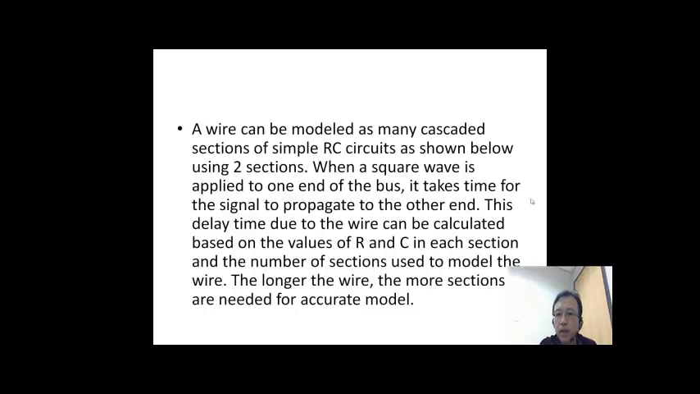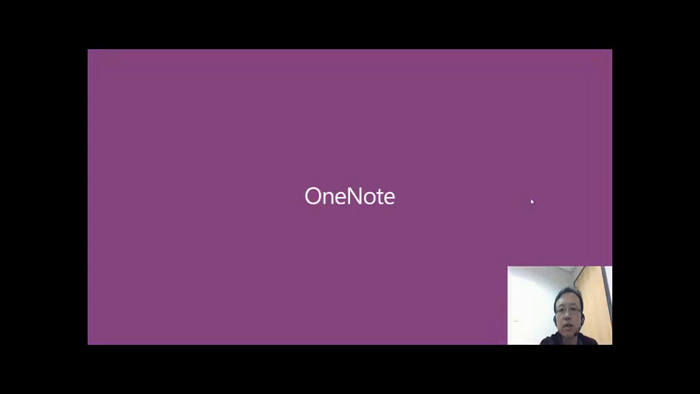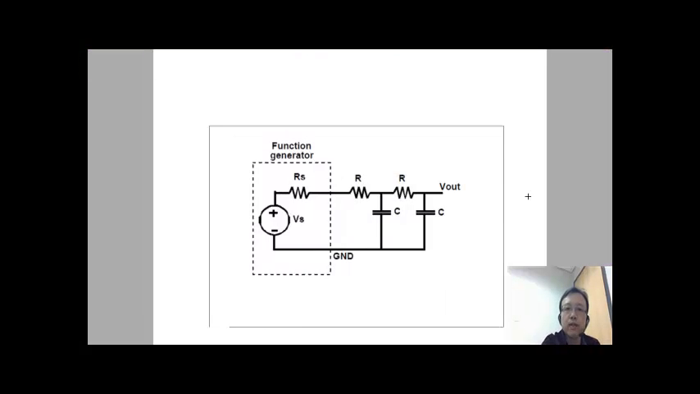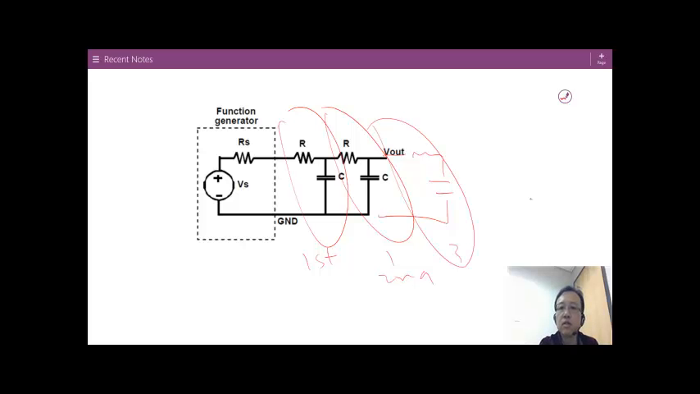Assume there's one square wave coming in at one end, and it will take some time to reach the other end. So the delay time can be calculated based on the values of R and C. The longer the wire, the more sections you can put in. Let me interact with this one. Say we have a two-stage RC circuit. This is stage one, the first stage. This is the second stage. If you want to build more, you can. Here we consider the third stage, and the fourth stage. So how will the output be?